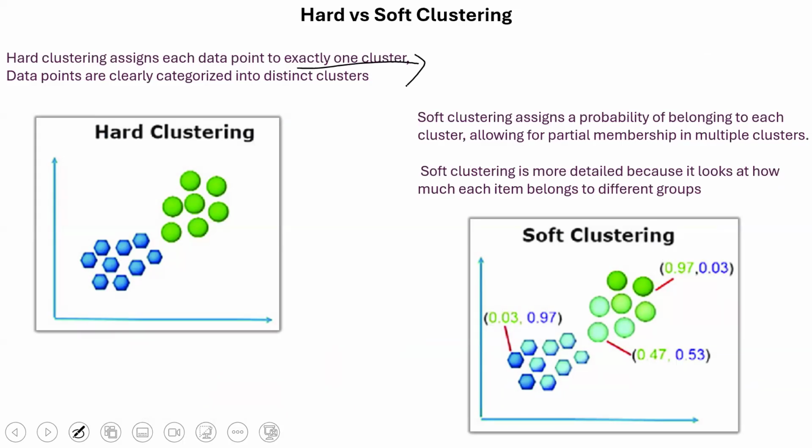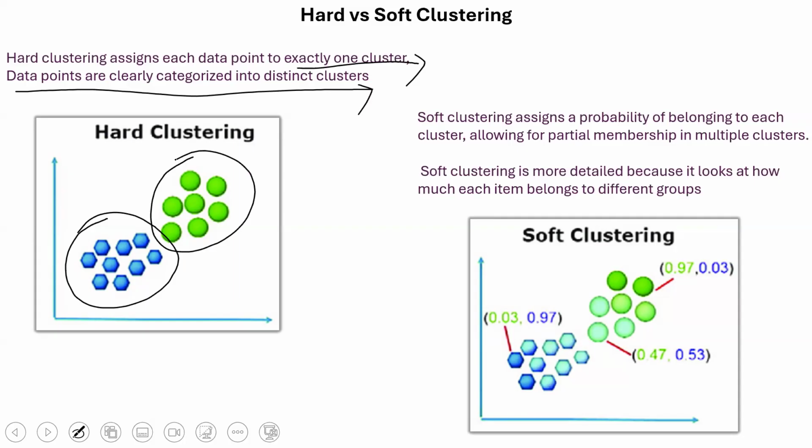Data points are clearly categorized into different clusters. If you look at this, all these blue dots belong to one cluster and all these green dots belong to one cluster. So that is called hard clustering. You will not say the probability, or try to assign each point to different clusters. You will firmly put each point into a specific cluster. So that is called hard clustering.